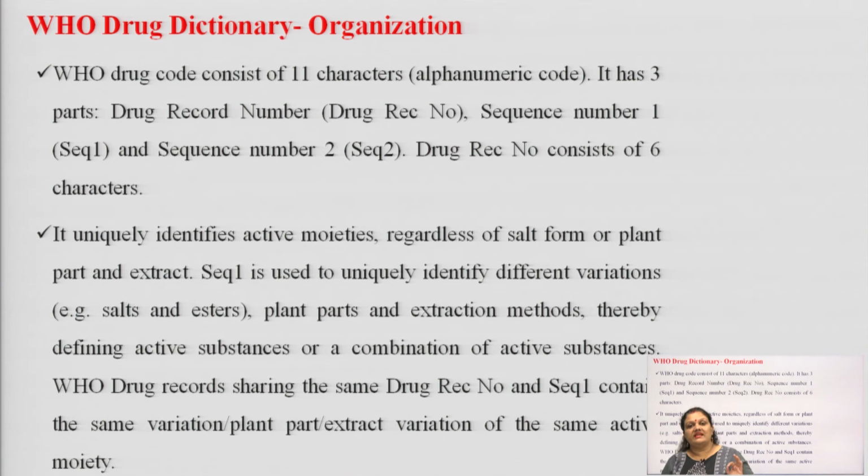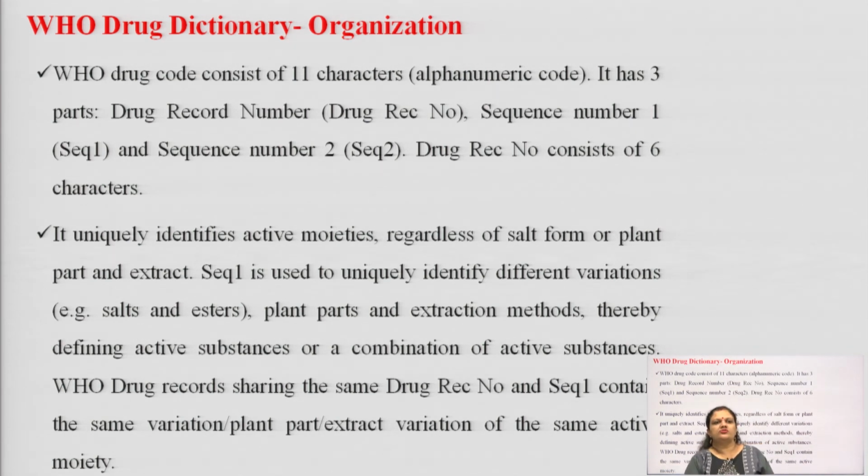It includes an 11 character alphanumeric coding pattern, and it is divided into 3 parts. The first is the drug record number, in that we have sequence 1 and sequence 2. Second is the drug record number, which further contains 6 different characteristics. It uniquely gives you detailed information about the API or the active moiety of the medicament. Apart from their nature, meaning their derivatization, the salt or the extract used for the formulation of the drug, it will not deal with the extraction method.